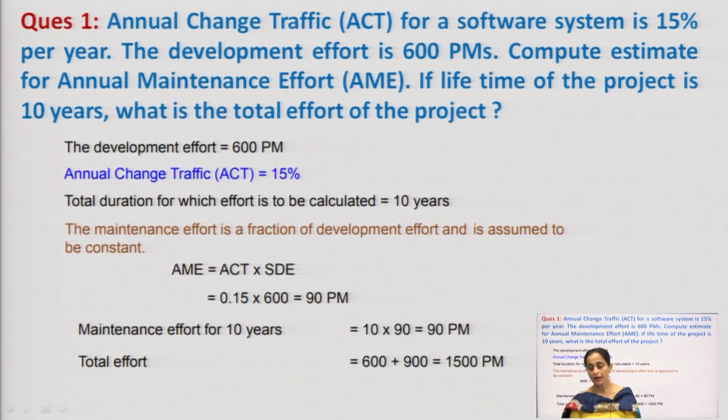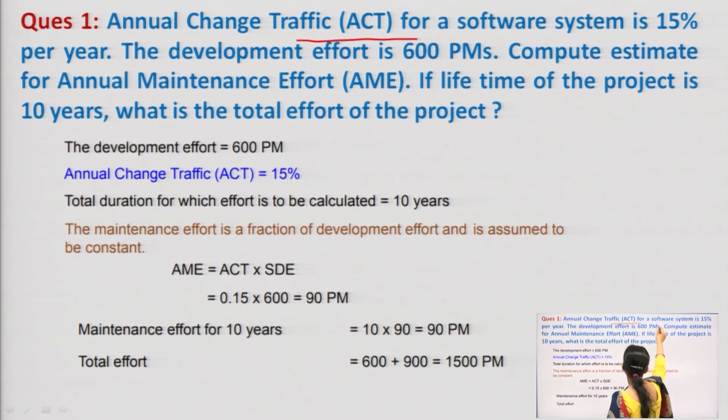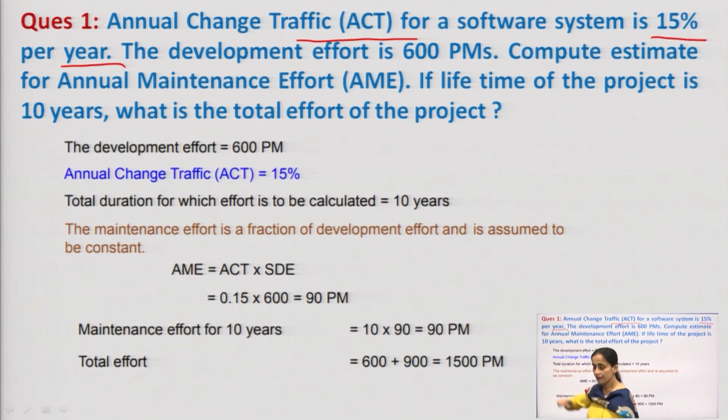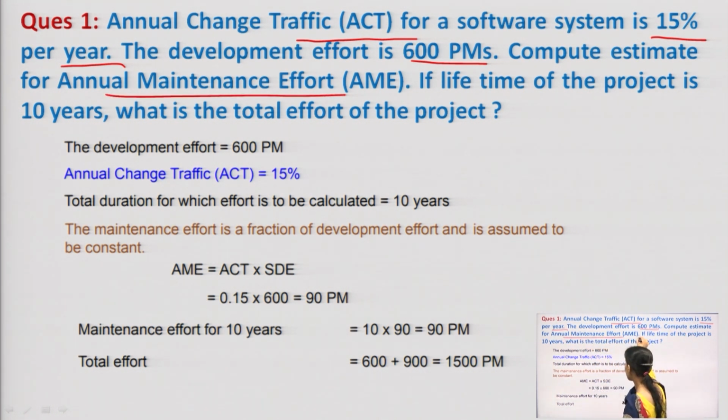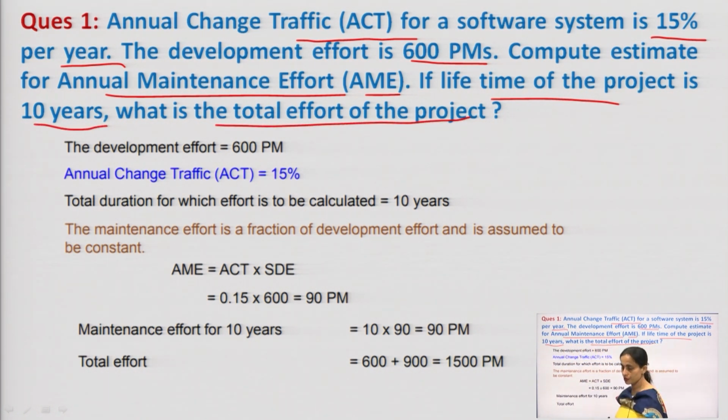So, we will do one numerical problem based on this. We will be calculating the total effort of the project. Let us take the example. We are given that the ACT for a software system is 15% per year. The development effort is given as 600 person months. Compute the estimate for annual maintenance effort AME. If the lifetime of the project is 10 years, then what is the total effort of the project?